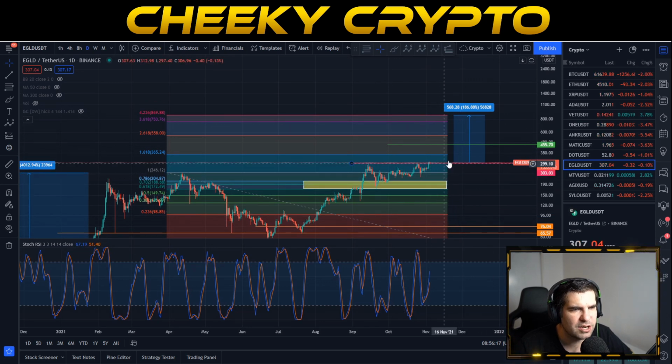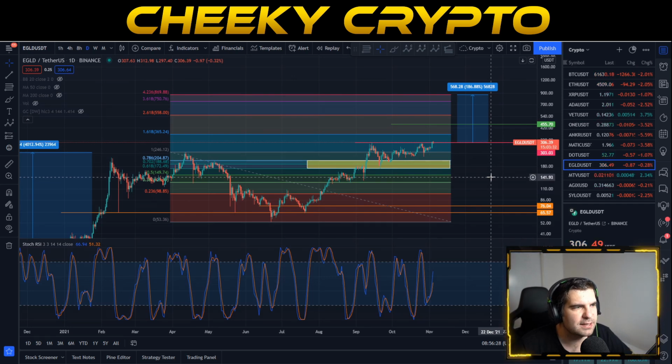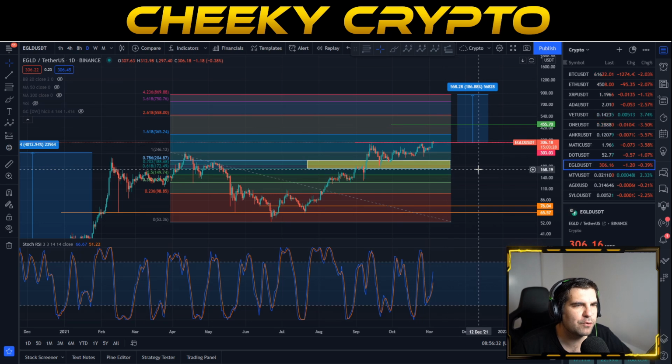Obviously, the journey to the upside is interesting. So the first target that we really want to talk about is $365. That is the 1.618 based on the high and the low of our Fibonacci retracement tool here. Okay, so $365. We're currently trading at $306, so a fair bit of progress to be had.